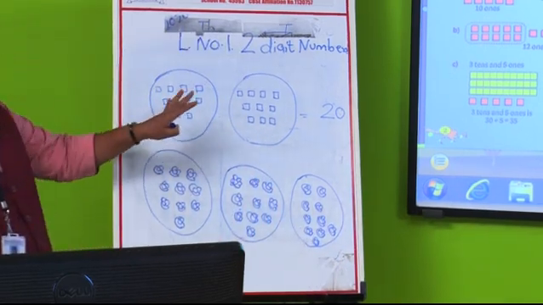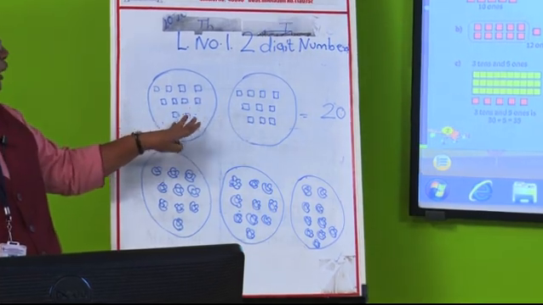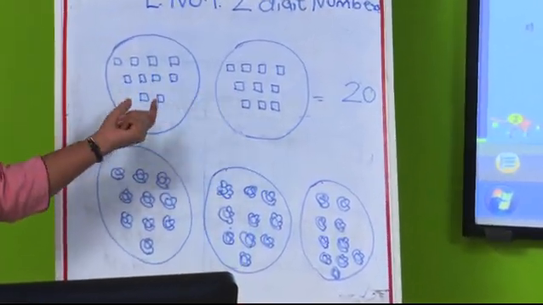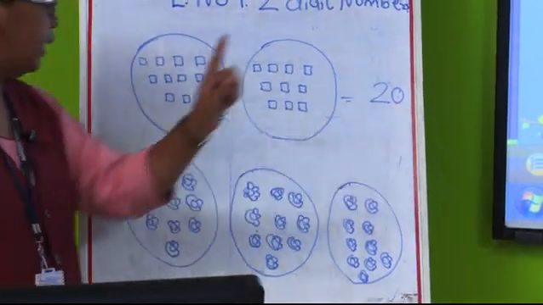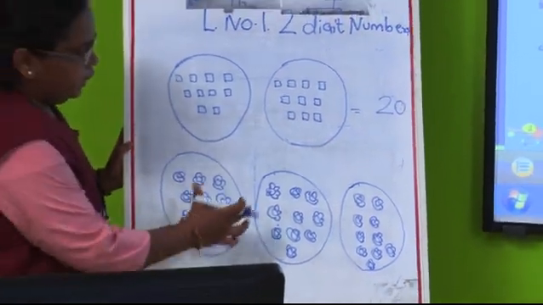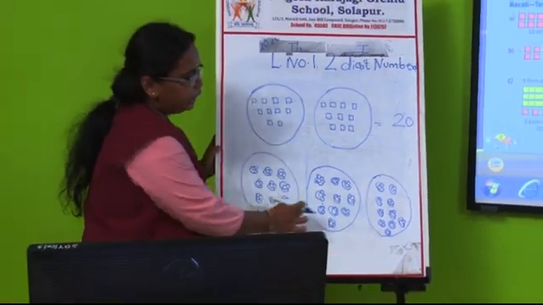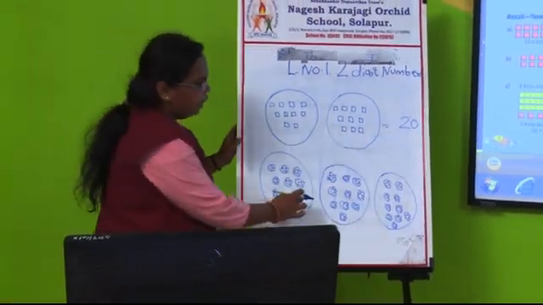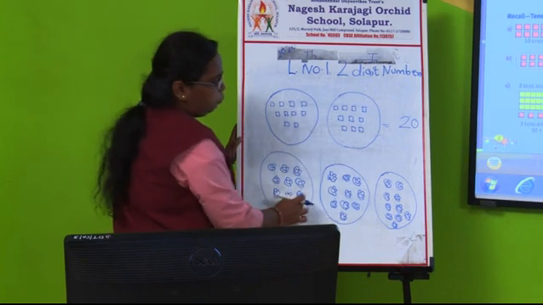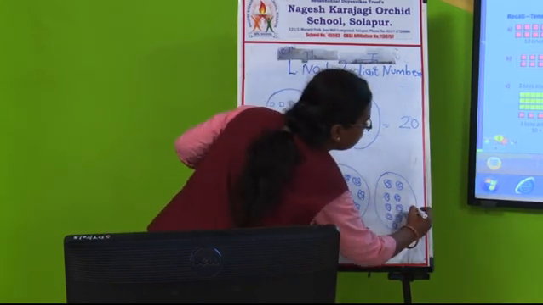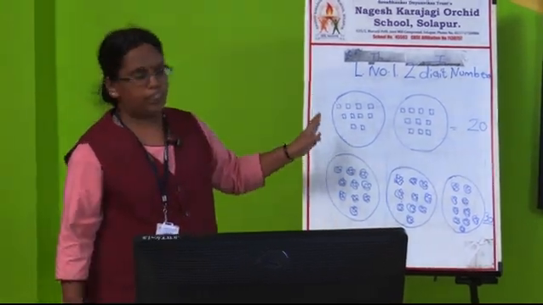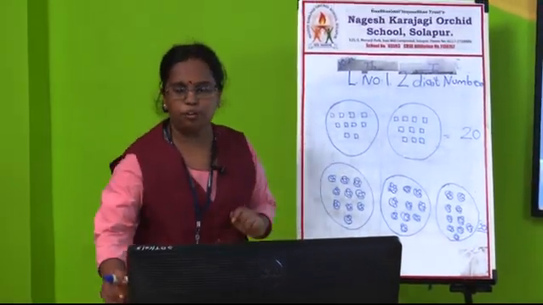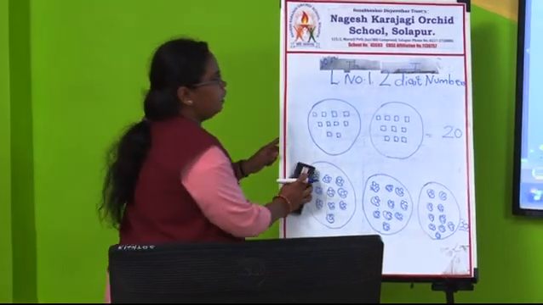Okay. Now first we have seen that these two circles have 10 boxes, that is 10 plus 10 is 20. Now here you will see that in each circle there are 10 flowers. So 10, 10, 10, that is 10 plus 10 plus 10 is 30. Okay. In this way you can see how we do the tens and ones.